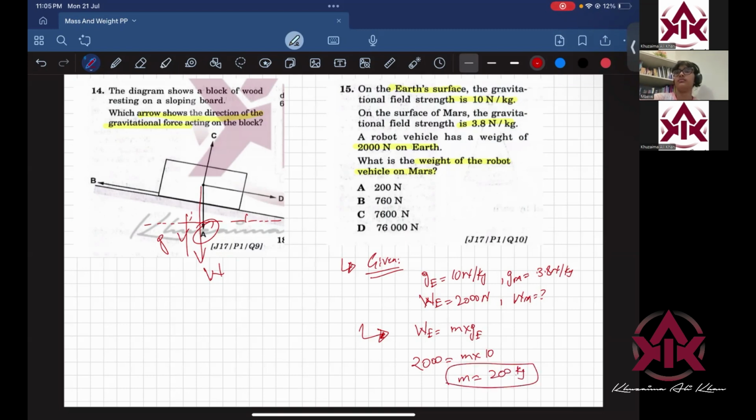So the mass is going to remain the same. Let's work out the weight of the robot on Mars. It's going to be 200 times 3.8. Therefore, the weight of the robot on Mars is 760 newtons. That is option number B.